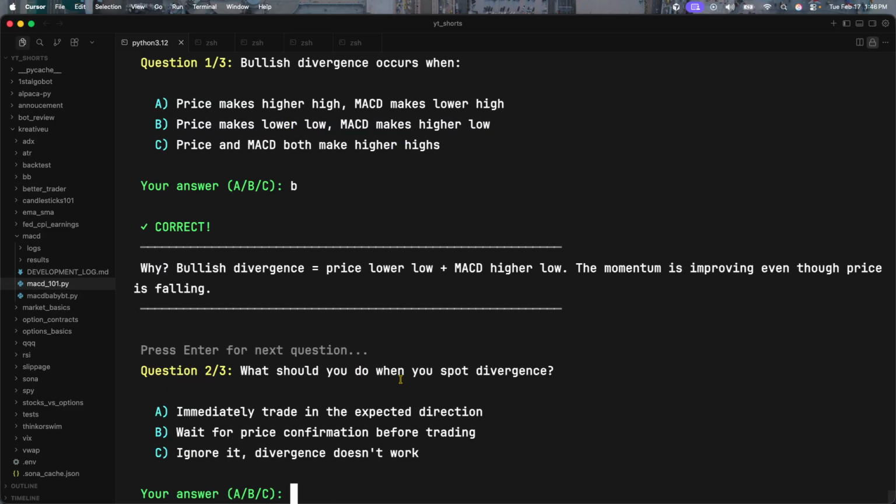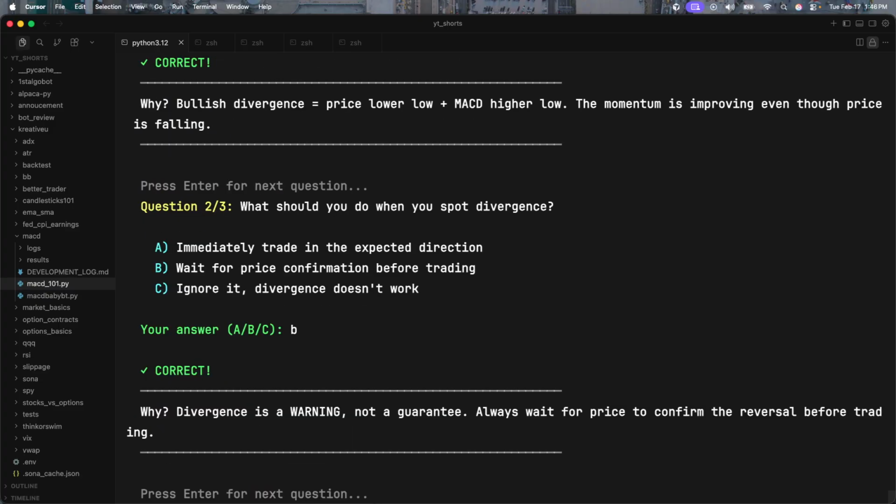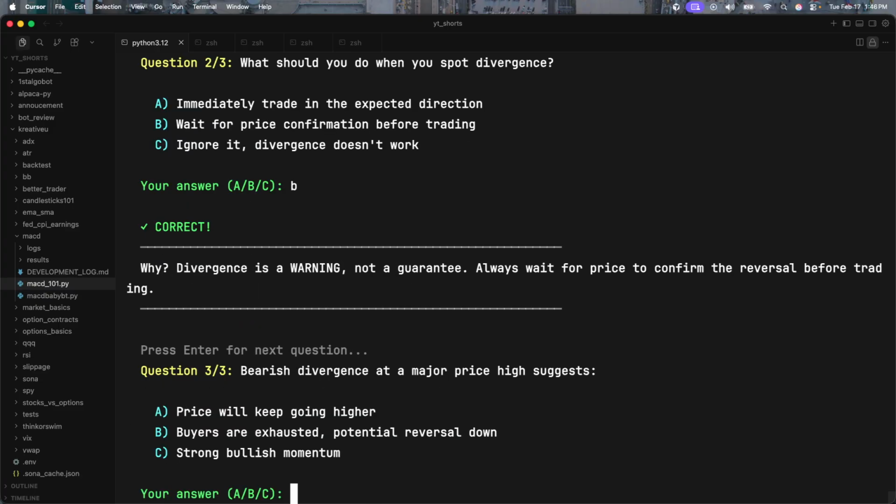What should you do when you spot a divergence? Immediately trade in the expected direction? Probably not. Wait for the price confirmation before trading. Or ignore it? Divergence doesn't work, right? If you wait for a confirmation and you see it, then you can actually say, okay, you know what? We found something.